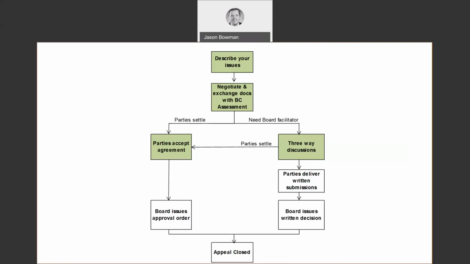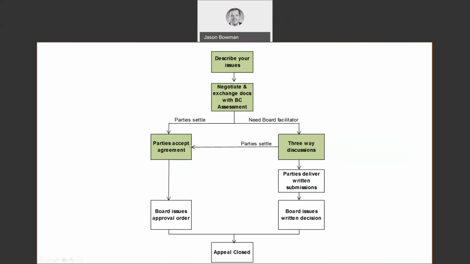The parties could either settle by way of a recommendation, which is something BC Assessment would normally initiate, or perhaps the property owner has a better understanding of their assessment and may want to withdraw the appeal. So that would be the parties accepting an agreement.